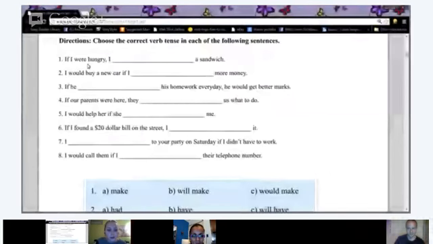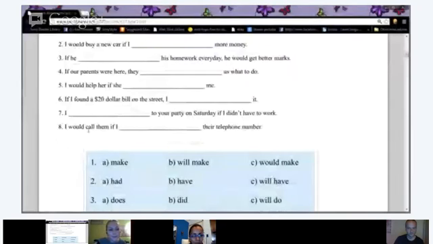If I were hungry, I would make a sandwich. I would buy a new car if I had more money. If I had more money. Nice. Good. All right, and number 3, please.